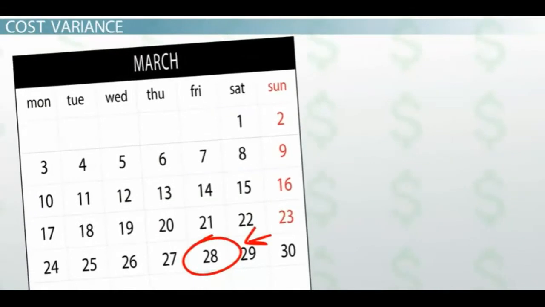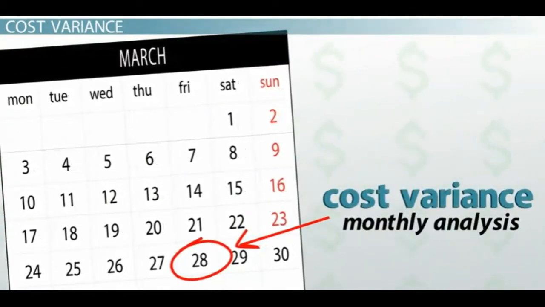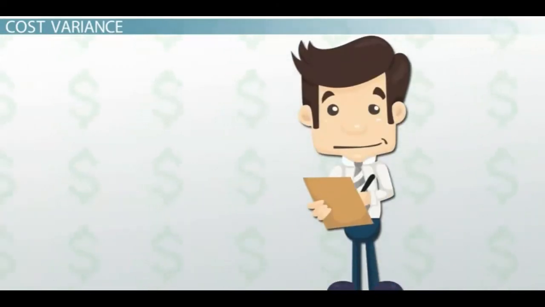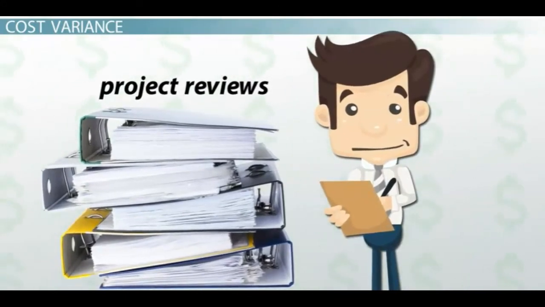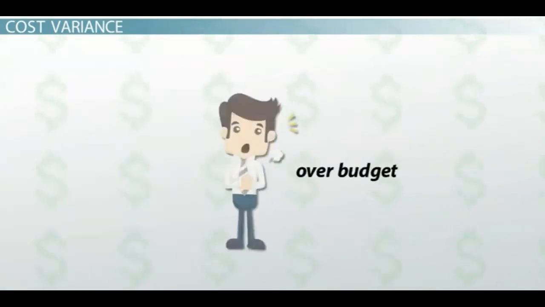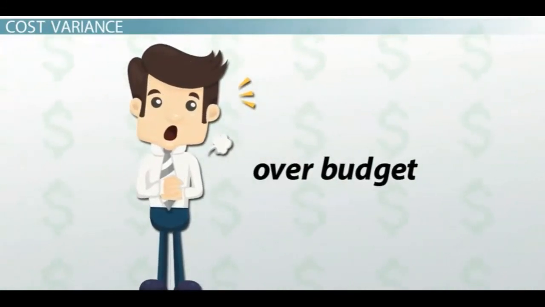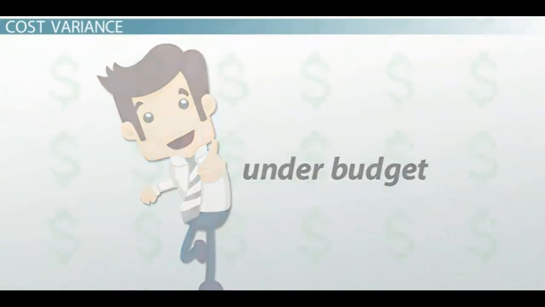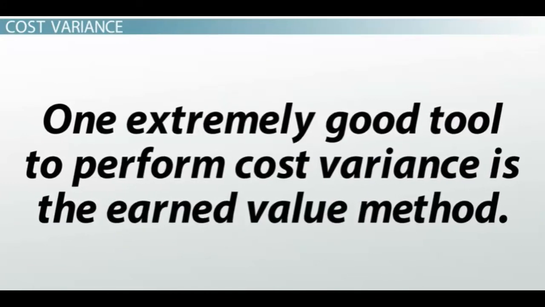It's a good idea to perform cost variance analysis on a monthly basis. Many organizations do not update their enterprise resource planning software more frequently than monthly anyway, and doing it on that schedule allows project managers to prepare for their project reviews. At this point, you can either expect to have to explain deficiencies with corrective actions, or receive a pat on the back for being under budget. One extremely good tool to perform cost variance is the earned value method.